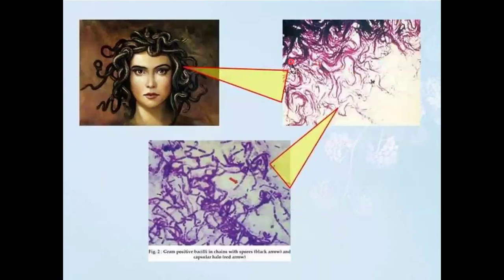So as you can see here, this is Medusa. If you know the history of Medusa, she had snakes on her head. So this snaky appearance is what we call Medusa head appearance. Basically, these are colonies. If you were to see these, they show a halo of projections. Now that halo of projections is what we call Medusa head appearance.